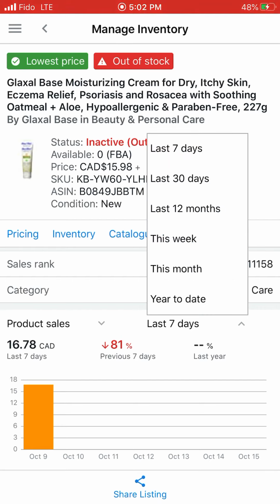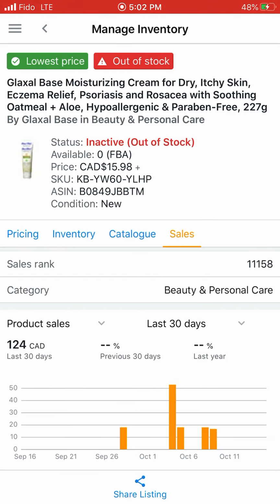I can alter the date. So let's look at the last 30 days. As you can see, I sold 1, 2, 3, 4, 5, 6, 7, 8. On one day, it looks like I sold about 4 of these units. So 8 units in a month. I honestly don't think I had a lot of this inventory. I think I only had about 8 units. But I bought it all immediately when I found the inventory because I knew it would sell.